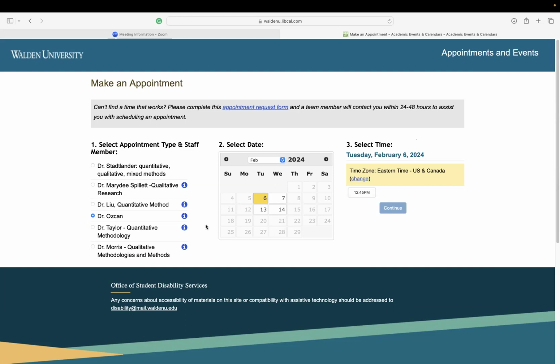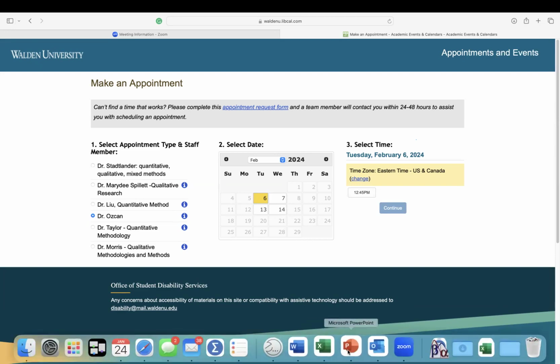As a matter of fact, I had a team meeting today, and in the past 3 years we have done over 5,000 of these individualized appointments that have helped students navigate through the quantitative journey. So take advantage of these resources. They are there. That's all that I have.